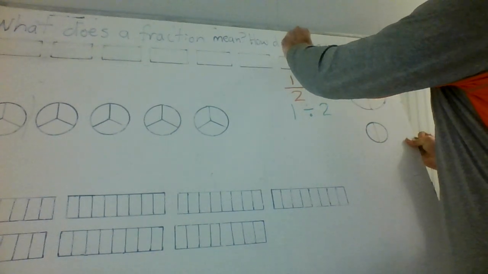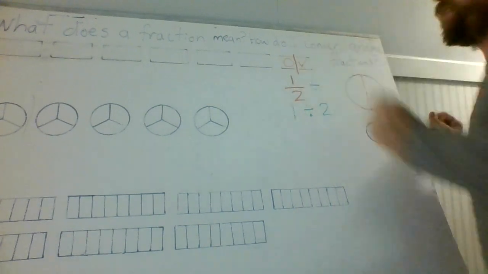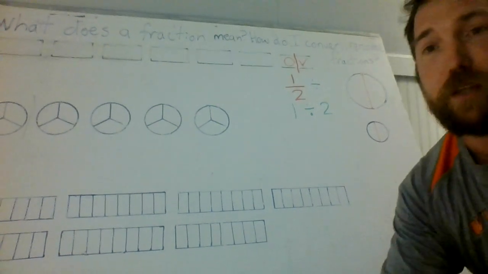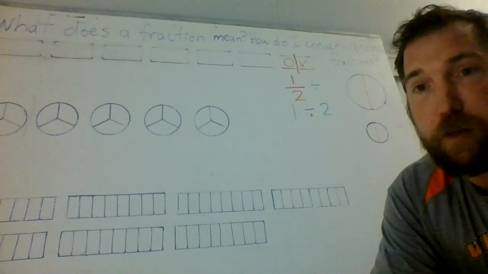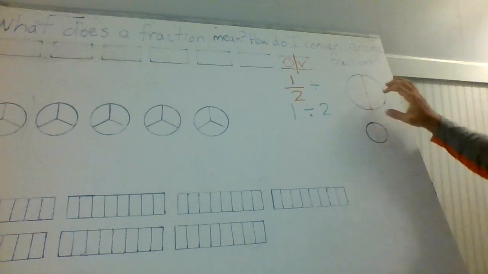So we split this in half. I get this piece over here, and they get this piece over there. We both got 1/2 of the candy bar. One thing that's important to notice, and that's why I drew these extra circles over here.